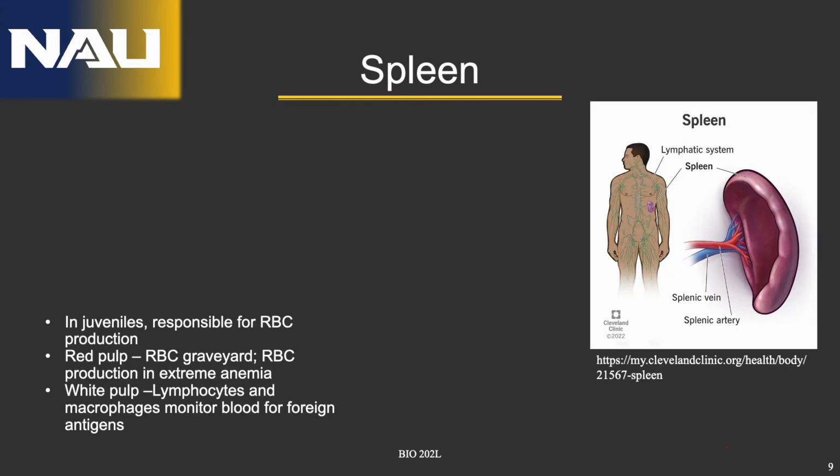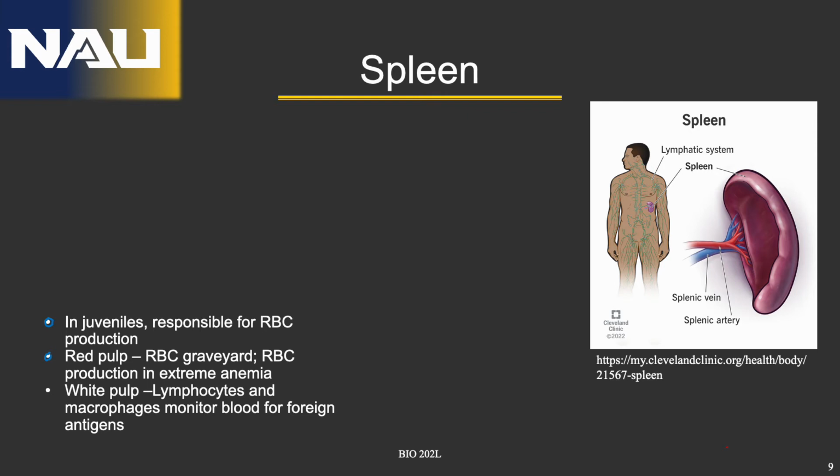The spleen is located in the upper left part of the abdomen, just below the diaphragm and next to the stomach. This organ plays several important roles in both the circulatory and immune systems. In children, the spleen helps make red blood cells. In adults, it mainly serves as a storage and filter for blood cells. The spleen has two main types of tissue: red pulp and white pulp.